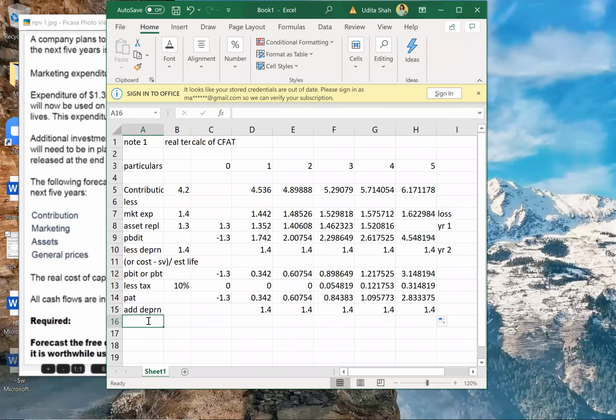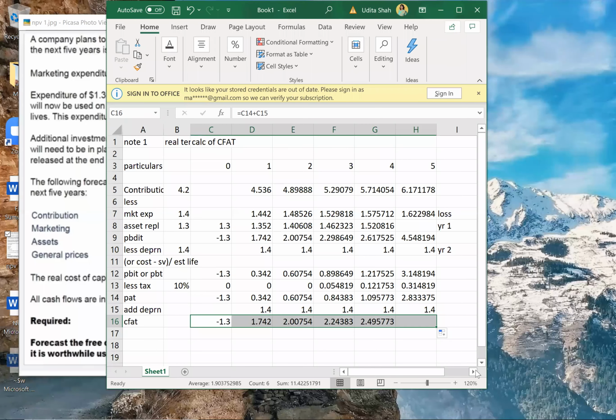So what will you get? You will get your cash flows after tax. So CFT will be this amount plus this amount. So that is my CFT. So the first working note I have got now.